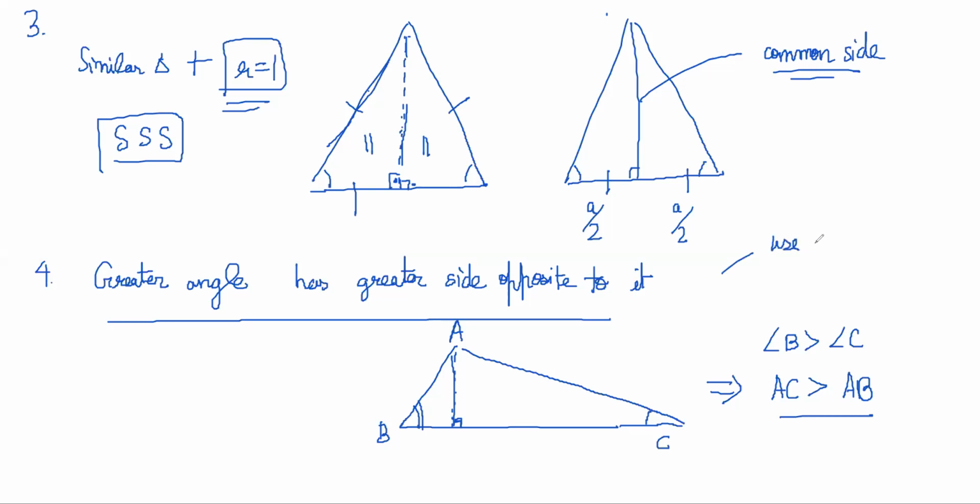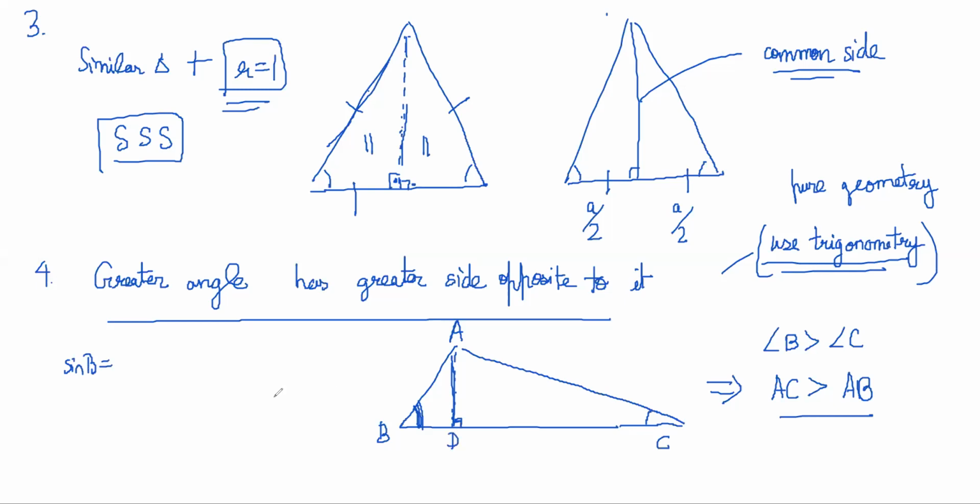You can use trigonometry to prove it, and that is fine. But ideally, what we want to do is pure geometry. Right now we are doing pure geometry. Later, trigonometry is fine, but everyone should understand the trigonometric way to prove it, which is saying sine of B is perpendicular by hypotenuse. So sine of B will be equal to AD by AB, and sine of C will be equal to AD by AC.